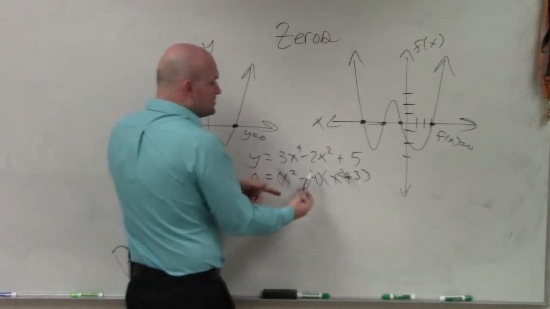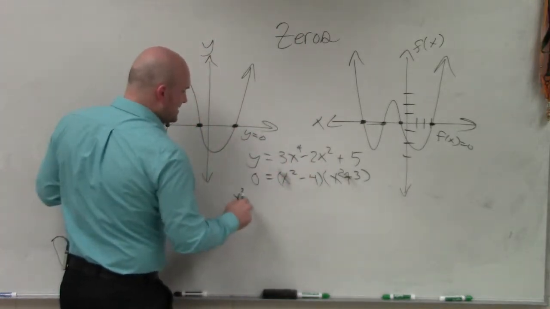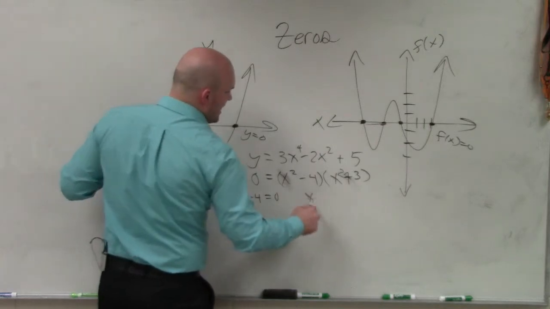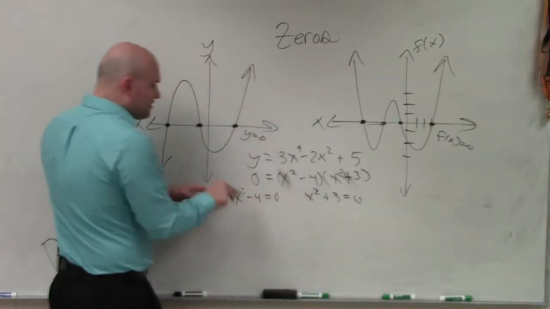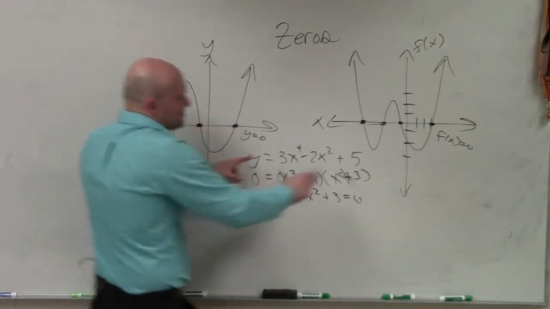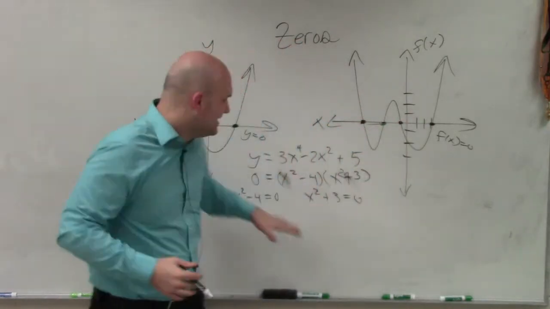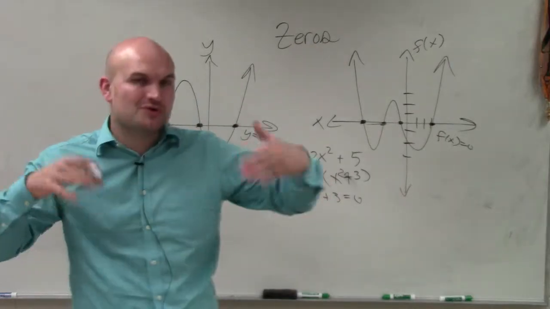Now, to find your zeros, you take your factors and set each of your factors equal to 0. Once you have your factors equal to 0, when you solve for your values of x, those are the values of x where your graph crosses. Again, this is not a correct problem. I'm just showing you the process.